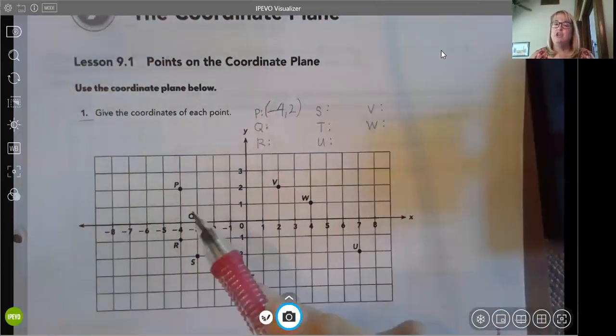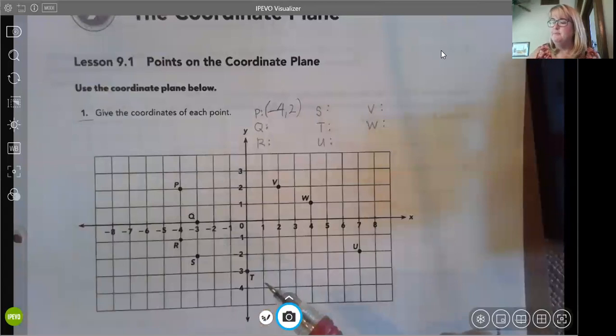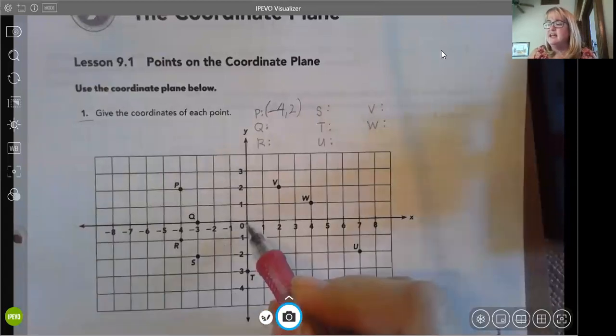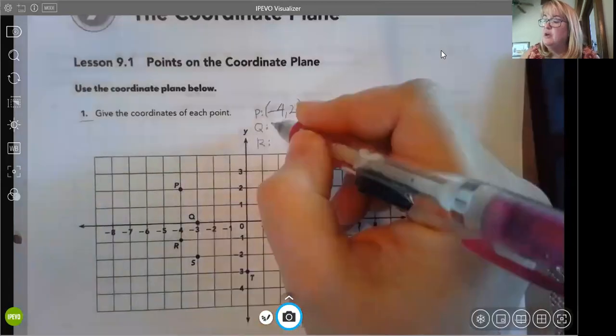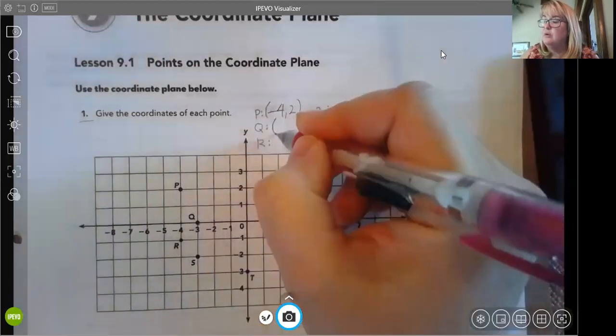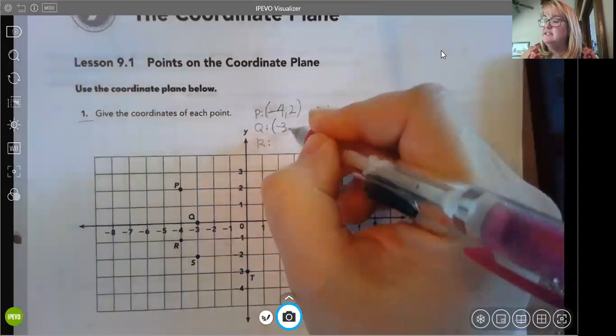So let's look at Q. Q is an interesting one because on the x-axis, we go back 3, but then we don't go up or down. We just stay right there. So what do you think the y-coordinate would be if we don't move? Well, we went back 3 and we didn't go up or down. So the coordinates for point Q are -3 and 0.